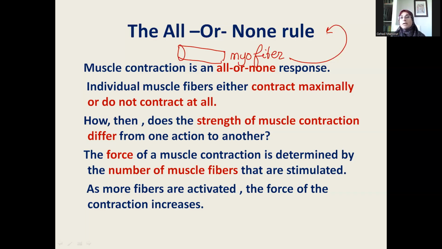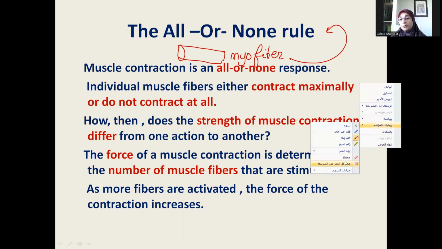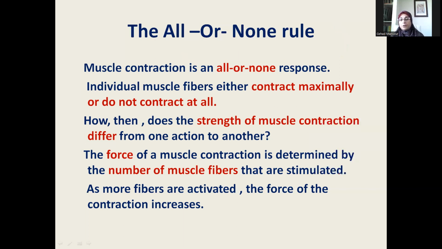So if the all or none rule is true, then why are there differences in muscle contraction strength? Meaning that if you lift a pen, for example, you need low intensity contraction. But if you lift a heavy weight, you need your muscle to contract with more strength. So how come the muscle can change its strength of contraction if every muscle fiber contracts maximally or does not contract at all?